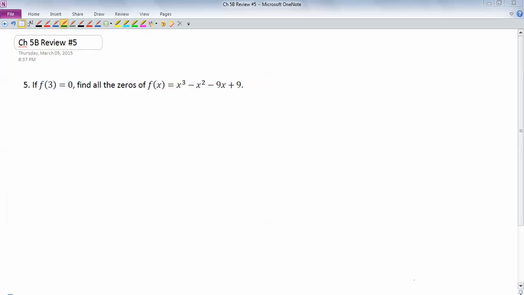Okay, so this is Chapter 5b, review number 5. And in this one, they say if f of 3 equals 0, then find all of the zeros of that cubic function. Now, really, to find the zeros, you just set the thing equal to 0, and then see if you can solve for all the x's that make it 0.